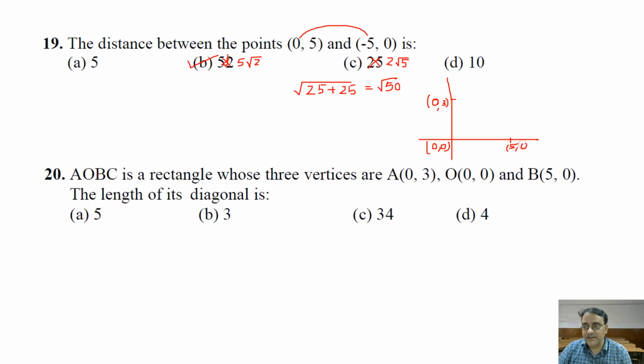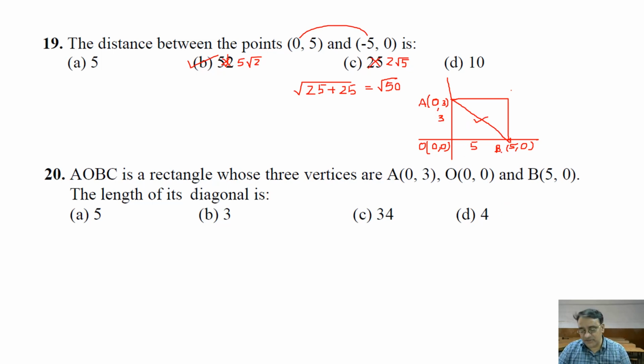The third coordinate is given and the fourth coordinate will be... खैर fourth coordinate का हम लोग यहाँ पे use नहीं है. The reason is that the diagonals of a rectangle are equal. Both the diagonals are equal. So we can find AB, this one. So ध्यान से देखो, this is 5 and this is 3. Okay. So we have to find this one.